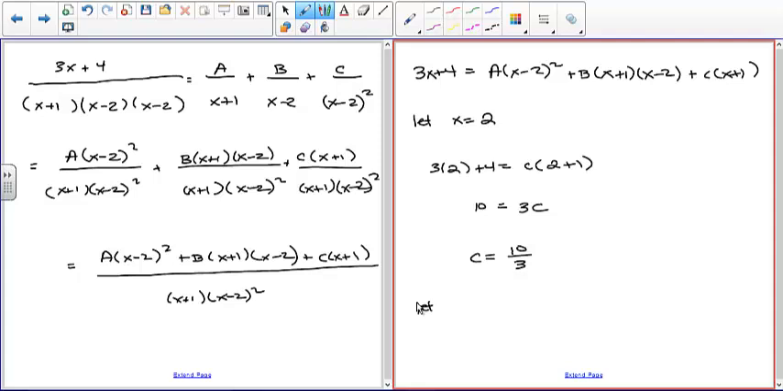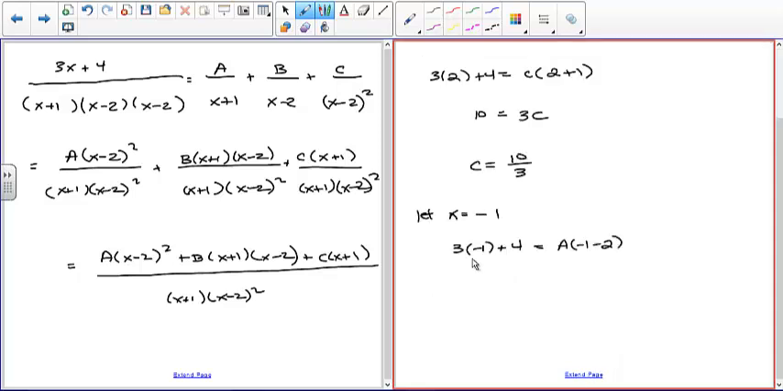Then we can let x equal negative 1. What that'll do is make this term drop out and this term drop out. So you've got negative 3 plus 4 is 1, and negative 1 minus 2 is negative 3. So you get a is equal to negative 1/3. Okay, so that's a and c.